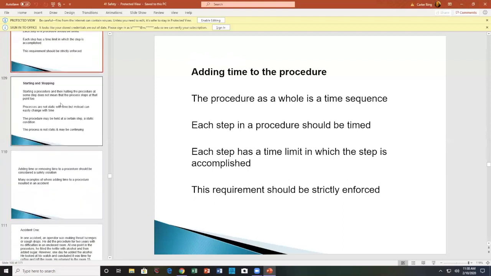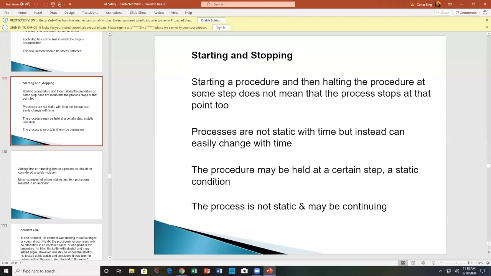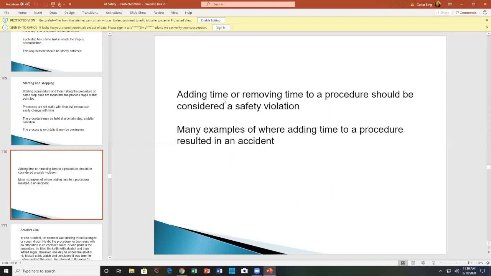There's an attitude that stopping and starting a procedure, or halting the procedure at some step, doesn't mean the process stops. You've stopped, but the process hasn't. The process is not static with time, but instead can easily change with time. Just because you walked away from the process doesn't mean the process stops. A process may be held at a certain step, a static condition, but processes are not static and may be continuing. So first off, time should be stated in the procedure: this step has to be done in 3 minutes. Adding time to a procedure or removing time from a procedure should be considered a major safety violation. Many examples of adding time to a procedure result in an accident.